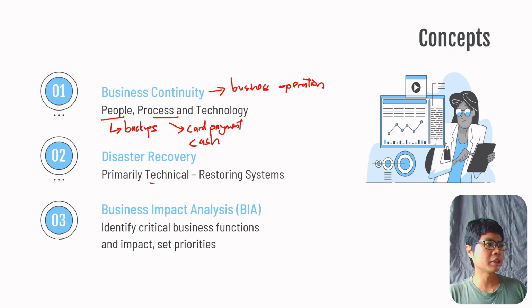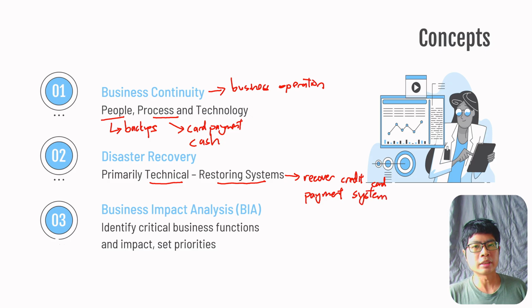Disaster recovery is primarily technical and it's focused on restoring systems. So when we look at disaster recovery, we are looking at how we can recover, let's say, the credit card payment system. Whereas in business continuity, it's more than just that. The easiest way to resume business could be to accept cash. And then over the next couple of days, we probably look at disaster recovery and how to recover the credit card system so that the business can continue to accept credit cards. So this is where disaster recovery actually feeds back into business continuity. It is a subset of business continuity which focuses on the technology aspects.